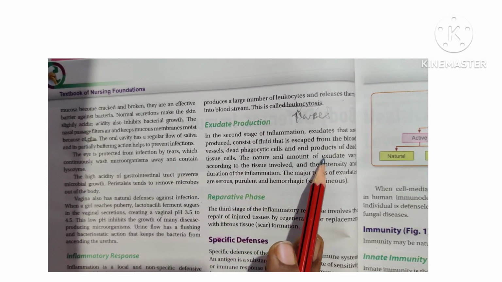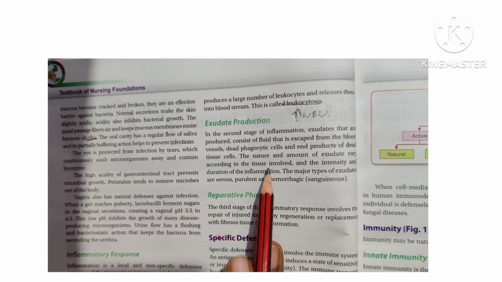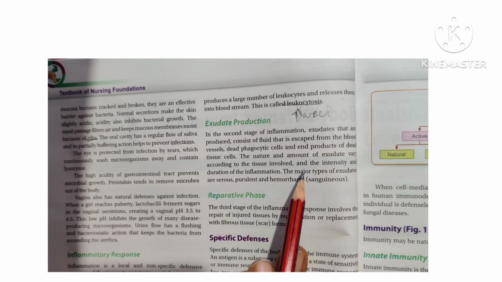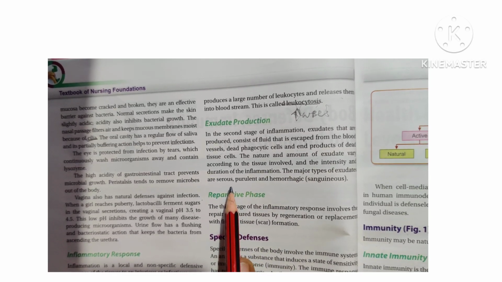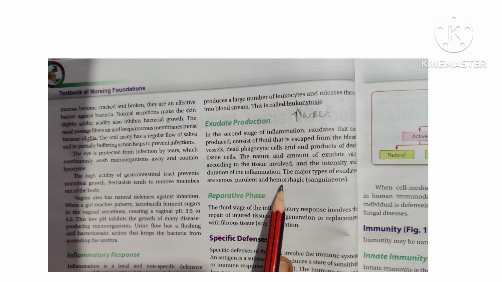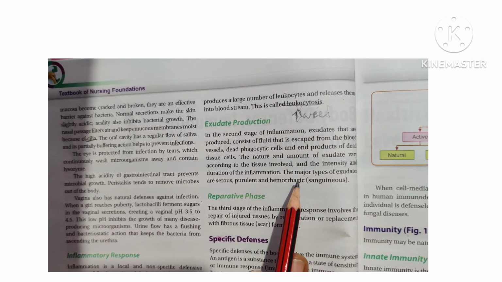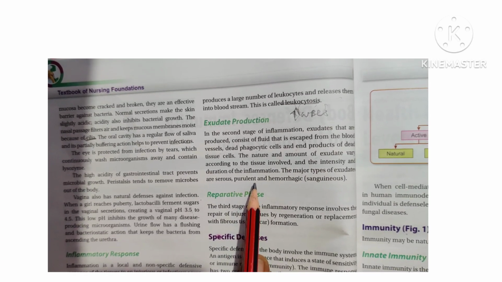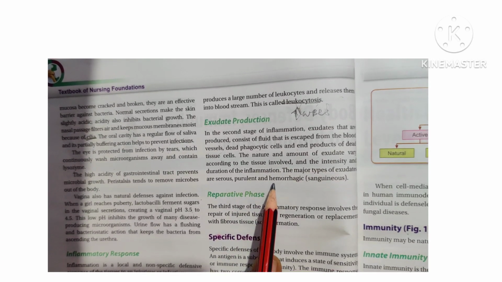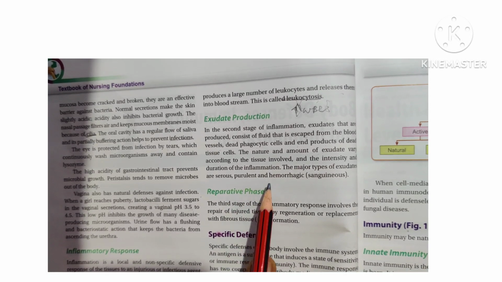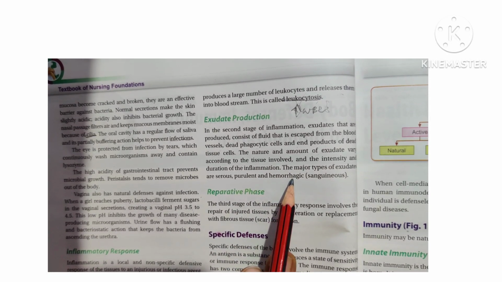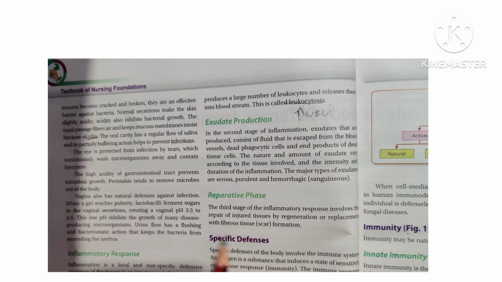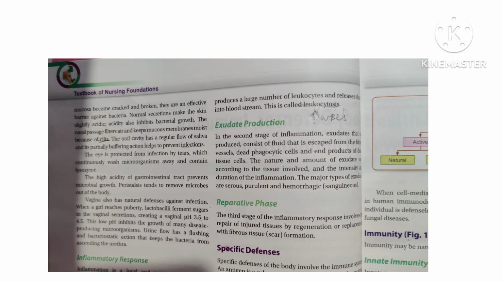So the nature and amount of exudate vary according to the tissue involved, the type of infection, and the intensity and duration of the inflammation. The major types of exudates are serous exudate, purulent exudate and hemorrhagic. Serous means only yellowish secretion alone will be coming. Purulent means pus, along with the yellowish secretion, pus will be formed. Purulent means pus. Hemorrhagic means what? Hemorrhagic means blood, that is sanguineous. It is called sanguineous. Hemorrhagic means blood.